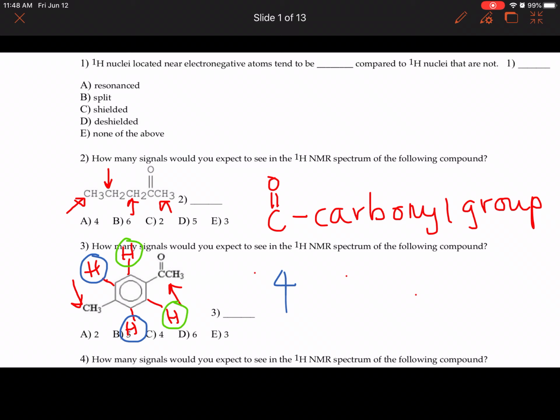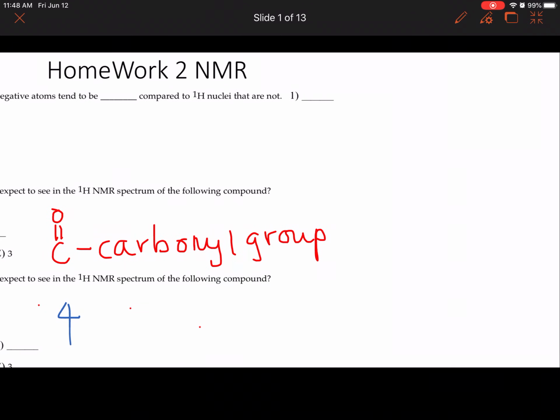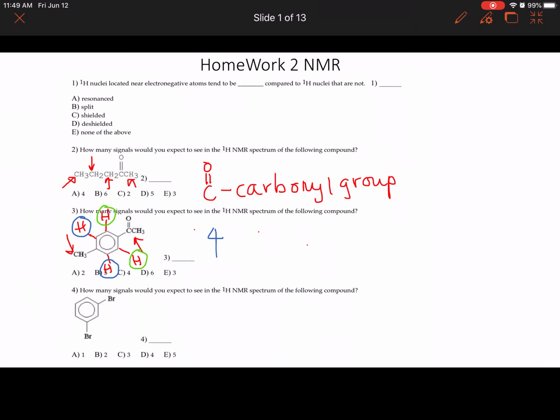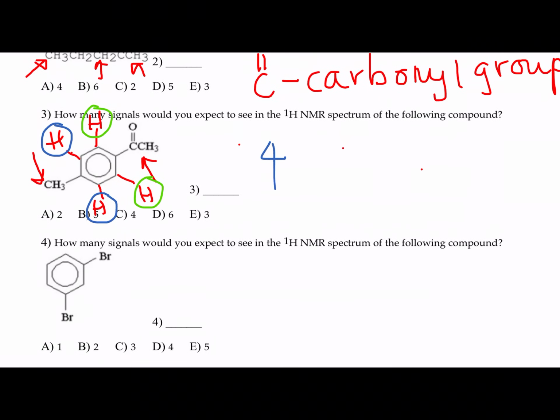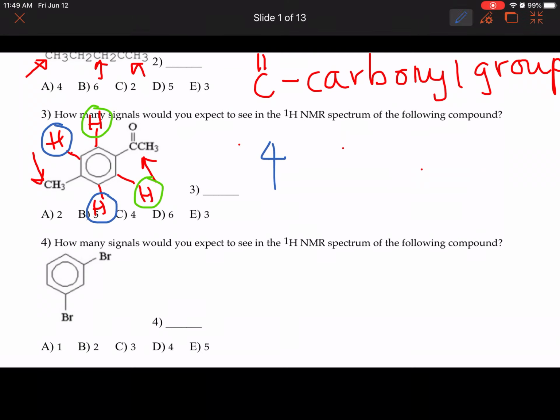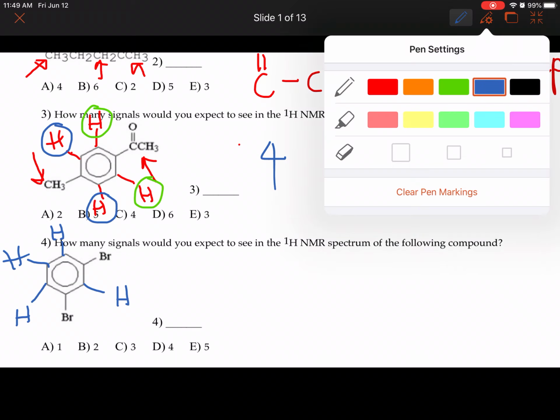And then the next one, number 4. How many signals would you expect in this molecule? Again, you need to remember that in these positions you have hydrogens, and we are looking at hydrogens. In proton NMR spectroscopy, we are only considering the signals of hydrogen, not any other atom. So how many signals do you think we will have in this one?